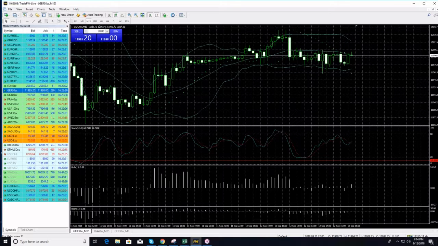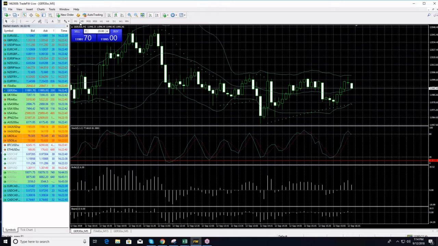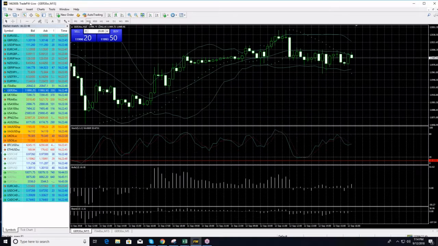Although on Italy 40 today, if you could exit and enter the market on a correct time frame, you would have made a lot of money on Italy 40. The volatility was really big today. Oh, on that side, I see some possibilities.